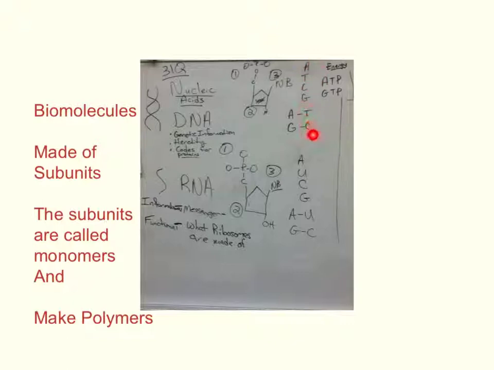So when we looked at the DNA sequence, what we're looking at is the sequence of monomers that are attached to one another that define this nucleic acid. The same thing goes for the RNA, except that with RNA, instead of having a T, you have a U.